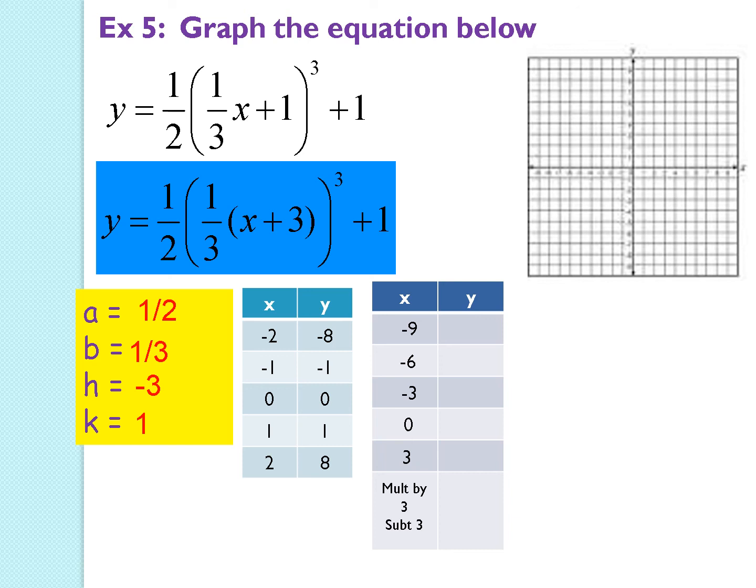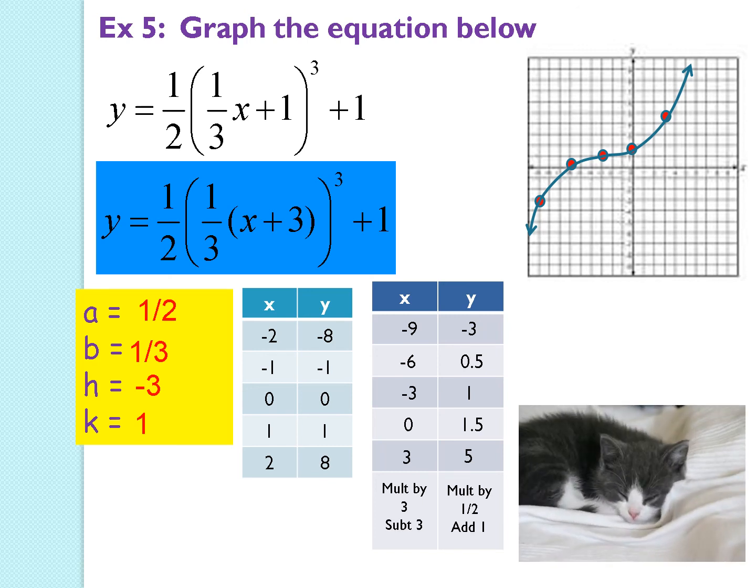Okay, now to go from old y's to new y's, I'm going to multiply by 1/2 and then add 1. Because remember, A and K affect the y value. So we're going to multiply by 1/2 and we're going to add 1. Now we graph the points and connect the dots. And that's it. That's all there is to it. Here is a kitty. It tells us we're done.